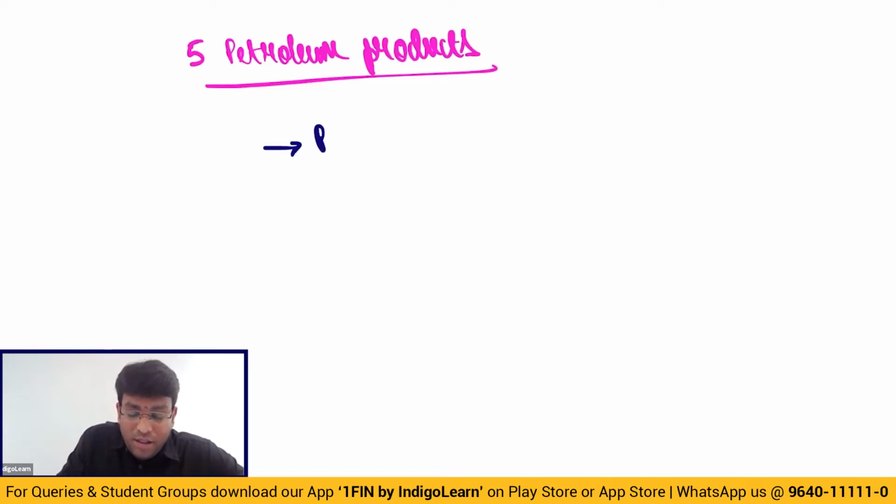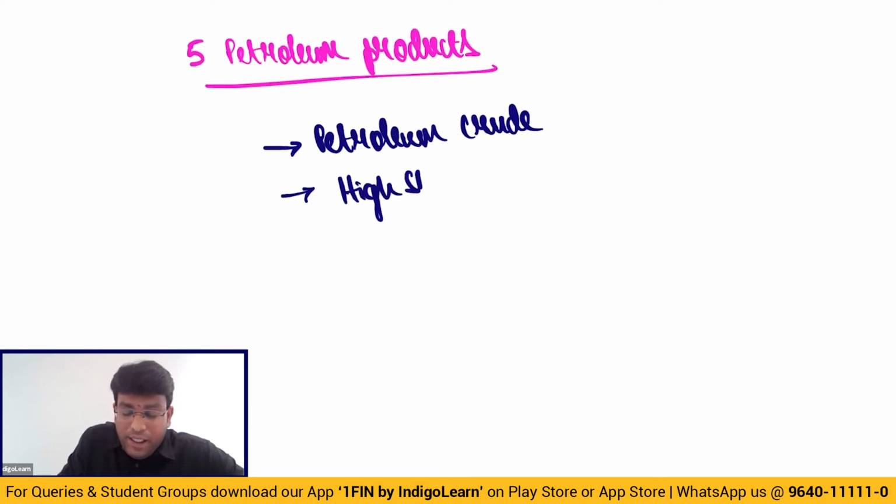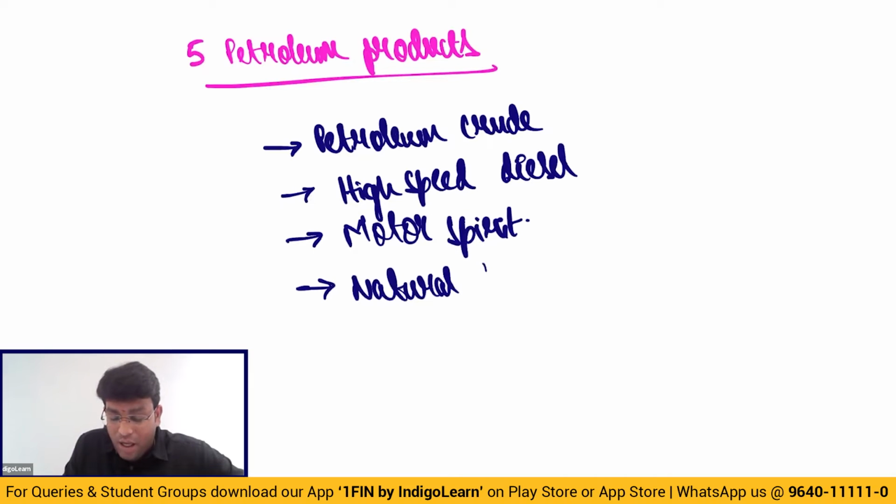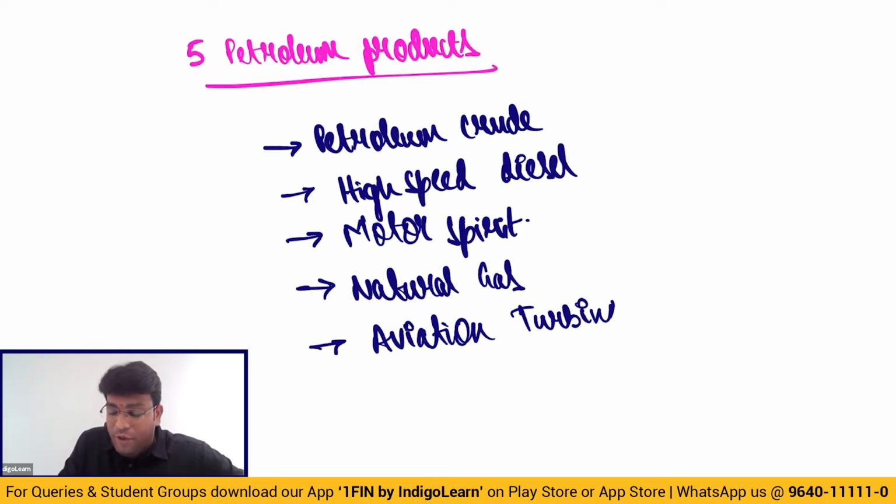That is petroleum crude. Next one, high-speed diesel. Come on, what is the first one? Petroleum crude, high-speed diesel, motor spirit. Motor spirit is nothing but petrol, guys. Petroleum crude, high-speed diesel, motor spirit, natural gas, and finally, aviation turbine fuel. I repeat again, my dear friends, what are the 5 petroleum products?